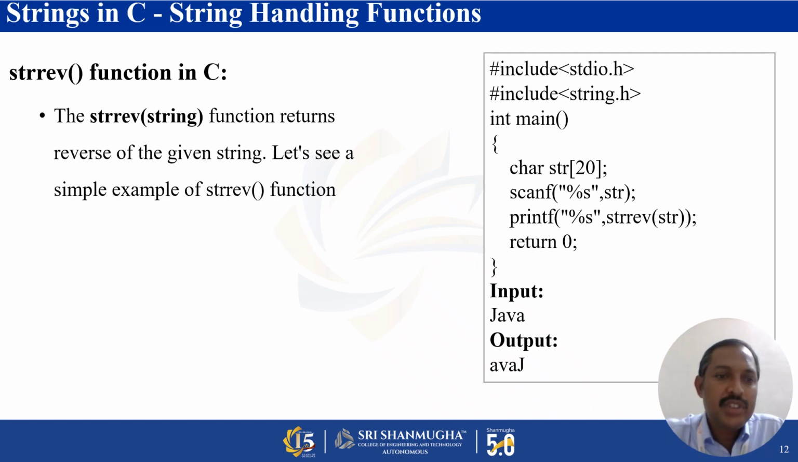Next, the strrev function. This function will help us reverse a given string. The syntax is strrev, which is the name of the function. We have to pass a string argument to this function. Here is an example. char str of 20 is a character array which helps us store a string. Next we get an input from the user, Java. Then we pass this input string Java to the function strrev. This will give the reversed string avaJ. We get the reversed string.